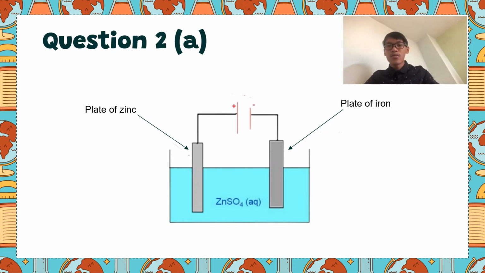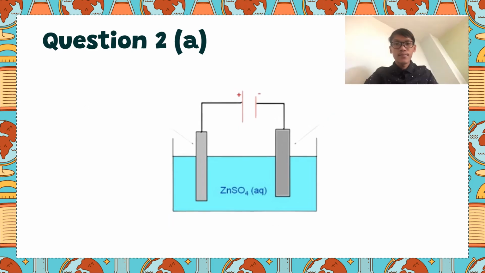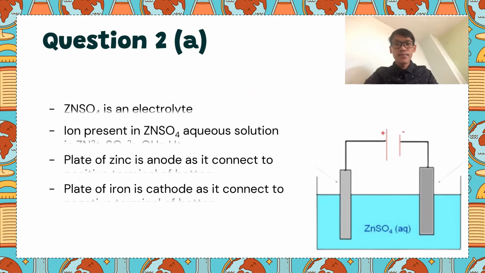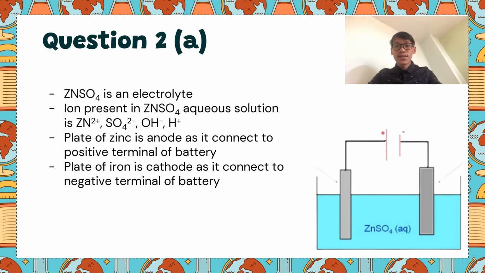Hello, now we will talk about question 2a, which asks us to explain the process of this diagram. As we can see, ZnSO4 is used as an electrolyte of this experiment. Therefore, the ions present in it are Zn2+, H+, SO4 2-, and OH-, and it is an aqueous solution. We can see that the anode of this experiment is a plate of zinc, while the cathode is a plate of iron.